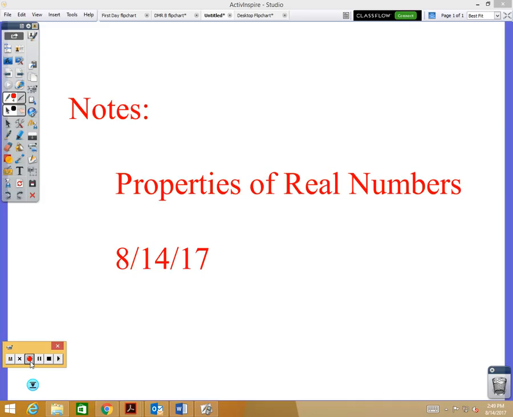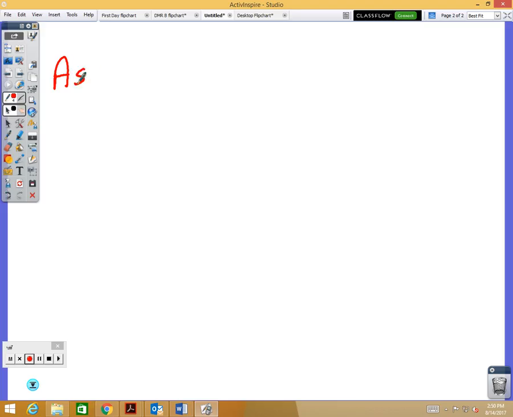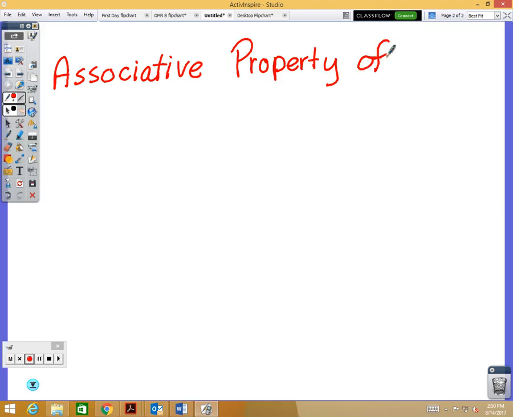So properties are rules used to rewrite and compare expressions. That's kind of what the definition of that is, but we don't really need to write that definition. So the first word that I would like for us to write is the associative property. The associative property. And after it, I'm going to put of addition and multiplication. Okay, because it's the same rule whether it's addition or multiplication. I don't think we need to write it twice.